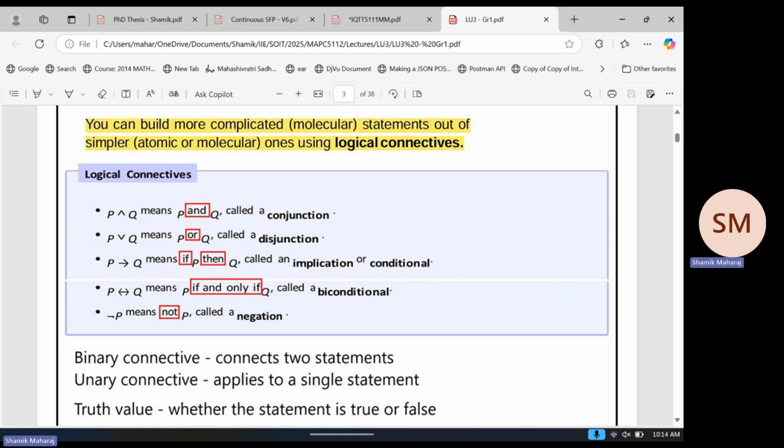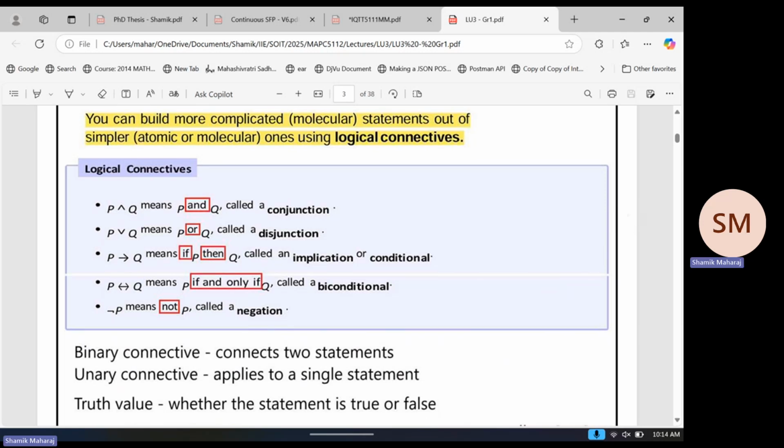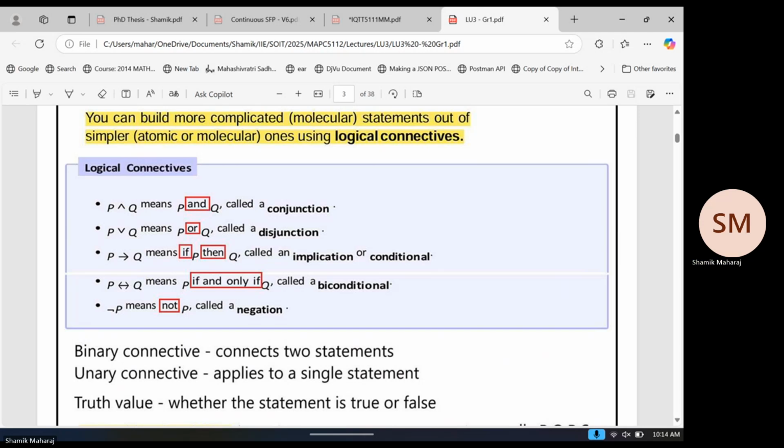Now we're going to look at these things called logical connectives, which are used to combine statements together. So for most of these, we use them to turn two atomic statements into one molecular statement. And these are typically what you imagine they would be. These are and, or, if then, if and only if, not. The last one is a bit of an exception, but I'll explain that in a moment.